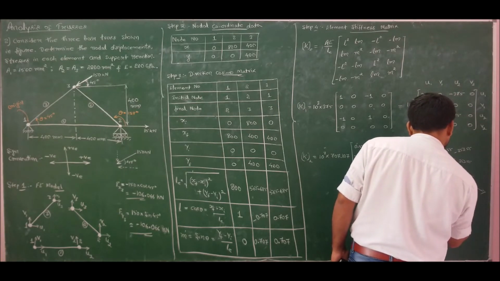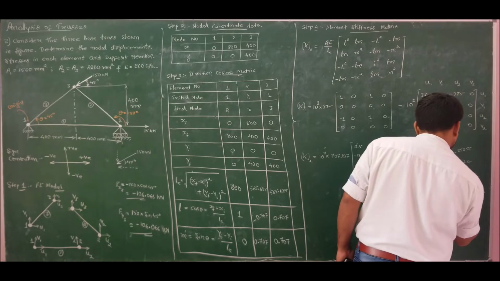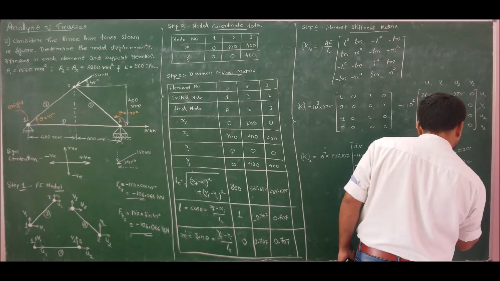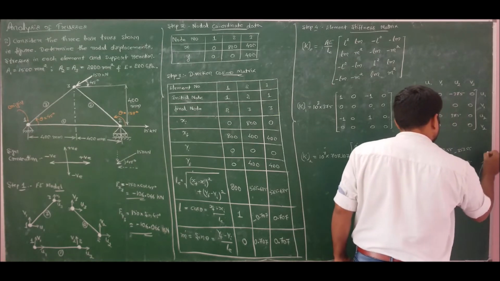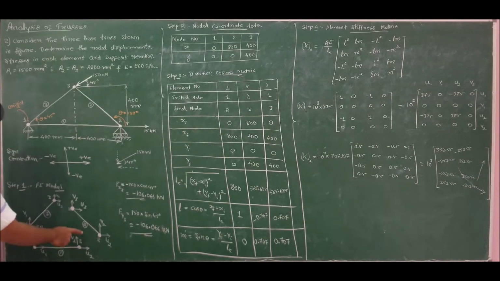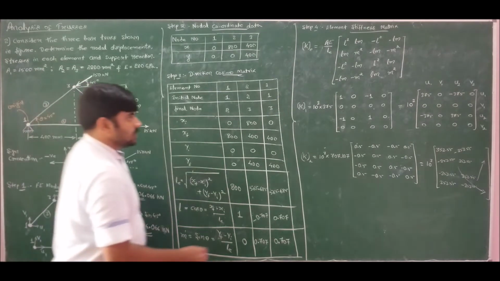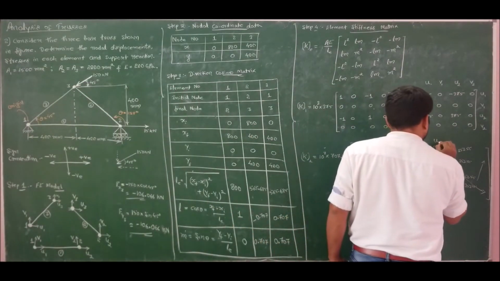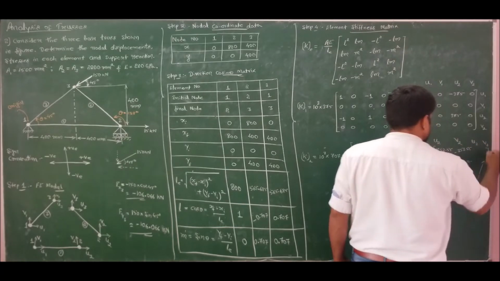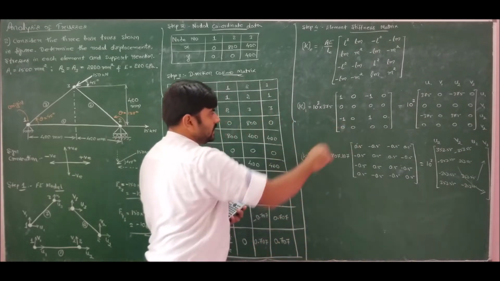minus 353.55, plus 353.55, plus 353.55 and minus 353.55. So this will go here. The displacements of element 2 are u2 v2, u3 v3. So I write u2 v2, u3 v3, and similarly u2 v2, u3 v3 vertically also.